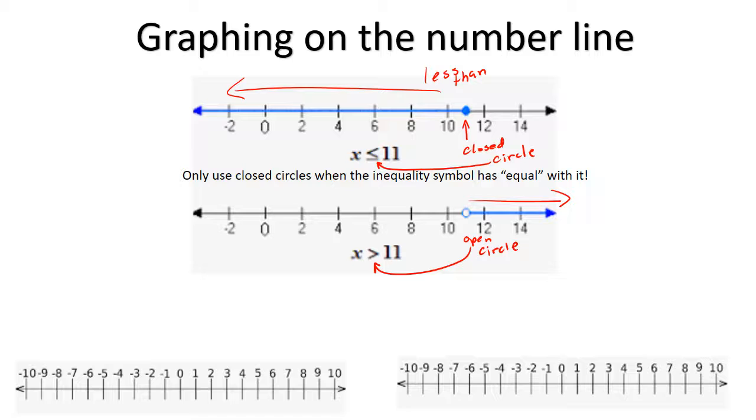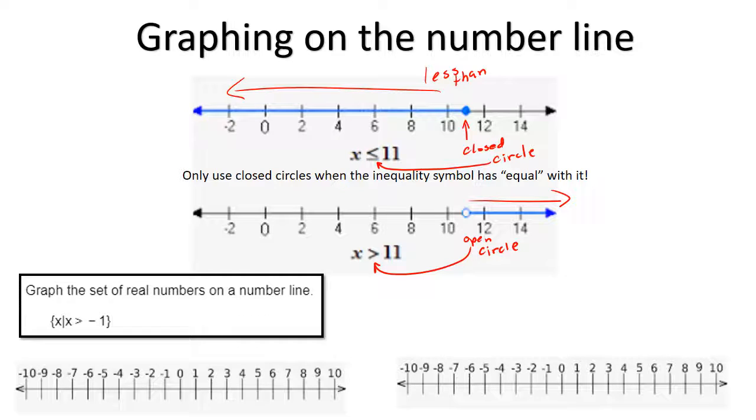Now let's try this. On this first example, it's written in set builder notation. So just disregard the first x and you will graph x is greater than -1. If it's greater than -1, it will be shaded to the right and it has no equal to sign underneath it. So I have an open circle on the -1 and I will shade that to the right.